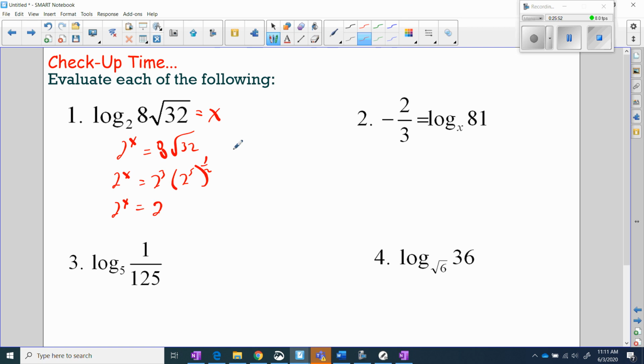Did I do that right? Let me see here. 3 over 1, and I'm going to add the exponents, since I'm multiplying those together. 3 over 1 plus 5 over 2. So this would be 6 over 2 plus 5 over 2. This would be 11 over 2, so it's 2 to the 11 halves. Now the exponents have to equal each other.